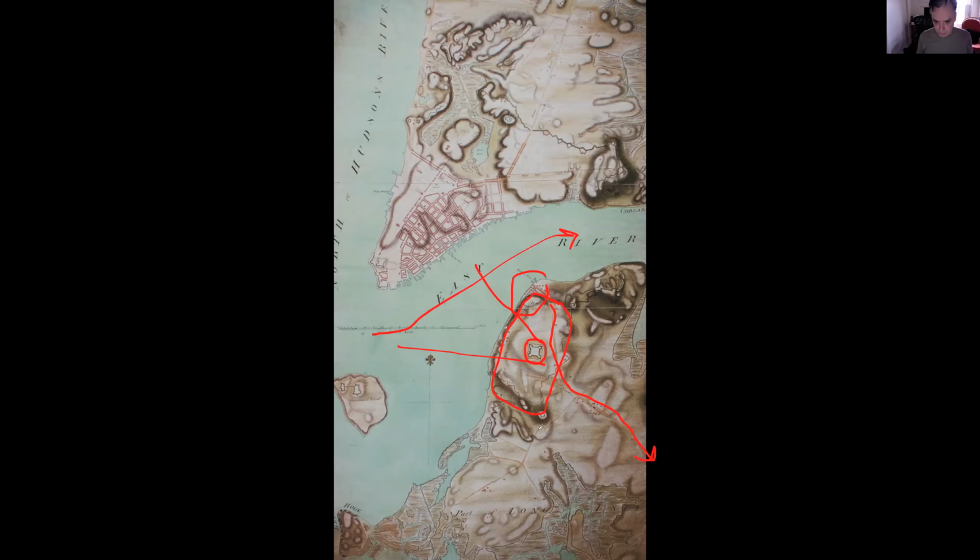And then there was a series of rural highways going this way and that. You can see this is all swampland down here. This is modern day Red Hook in Brooklyn. And then this is Governor's Island here. So you can see there's a fort on Governor's Island as well.